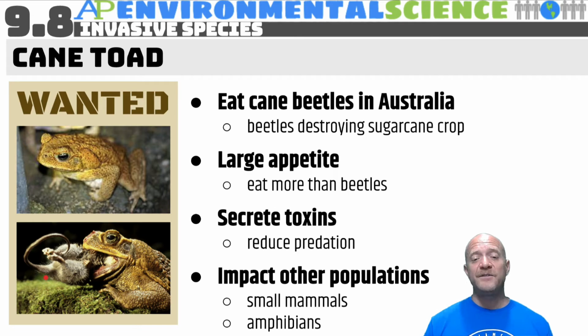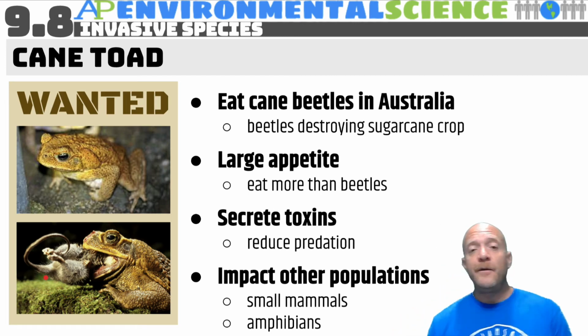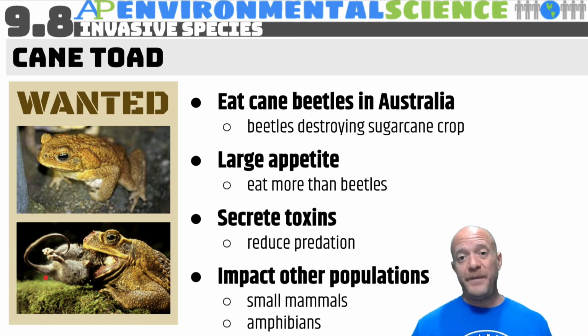Cane toads are now showing up in the United States as well, and they're bad, especially for pets. If you have a dog that licks a cane toad, it could potentially be toxic depending on how much of the toxins they got. But the toxins are a defense mechanism, an adaptation to help prevent predation on the cane toad. But again, it impacted other populations, and these were non-target organisms. It was brought in to target the beetles, but then it ended up eating lots of other organisms.